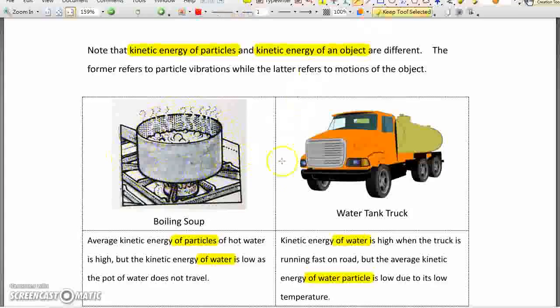Now let's also take a look at the water tank truck on the right-hand side. The truck is moving, so the kinetic energy of the truck is high. But talking about the kinetic energy of the particles of the water inside the truck, it is low because the water has a low temperature.